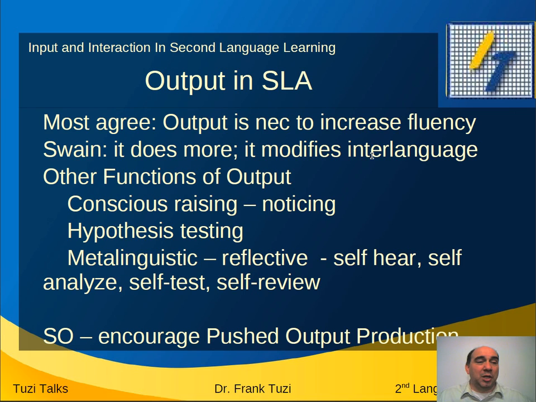Okay, so Long does a lot of work based off of what Krashen had done. And then there was another person who came out, Swain, who brought out this whole idea about the need or importance or benefit, I guess would be the best word, of output in second language acquisition. Now, most researchers agree that output is necessary to increase fluency. Okay, if all you do is study, if all you do is have input, you're not going to be able to have the fluency to go out there and talk.